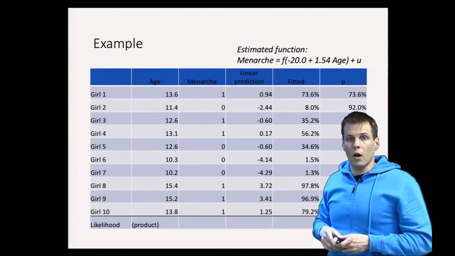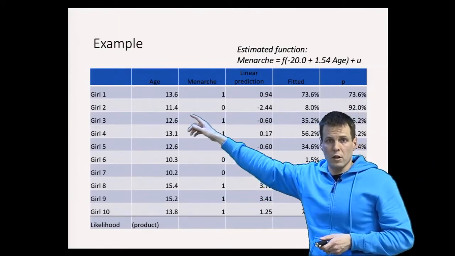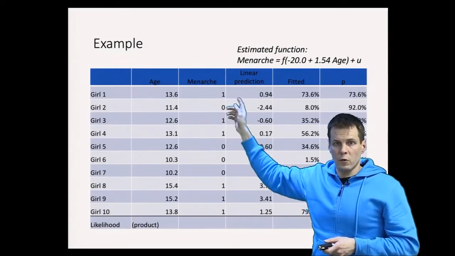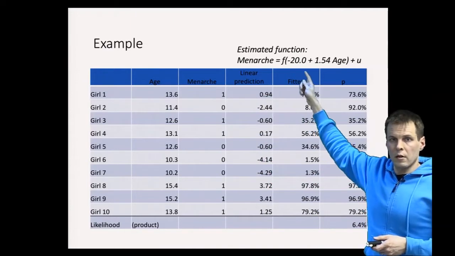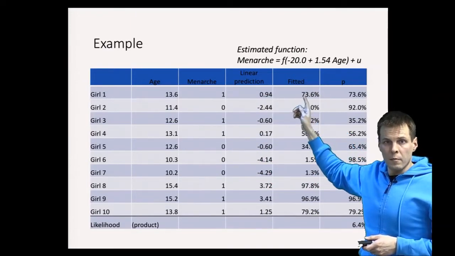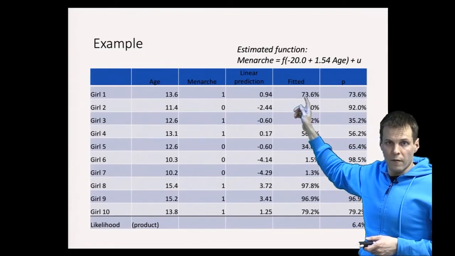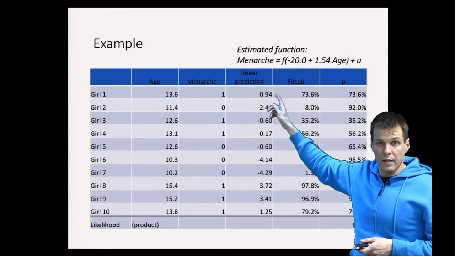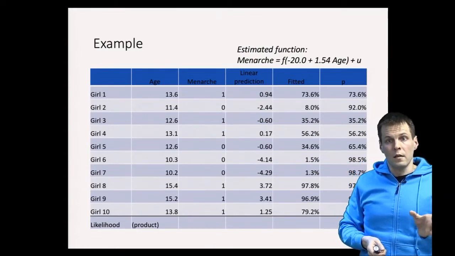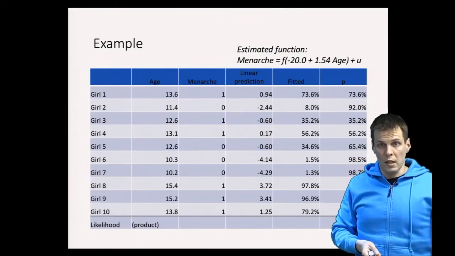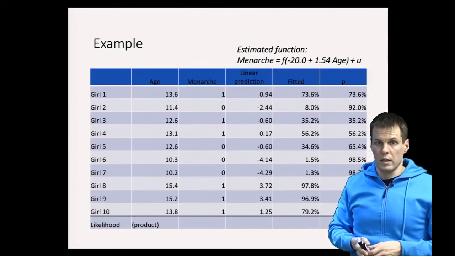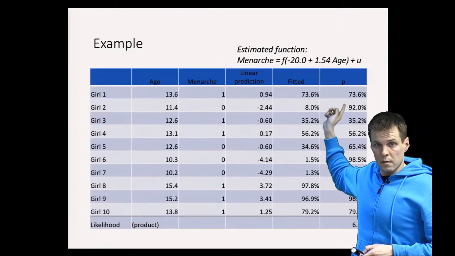So for example, the first girl here is 13.6 years and she has had menarche. The linear prediction for that girl using this equation here is 0.94. Then the fitted probability using the logistic function to this linear prediction is 73.6%. If the probability is 73.6% and the girl has had menarche, then likelihood for that observation is 73.6.